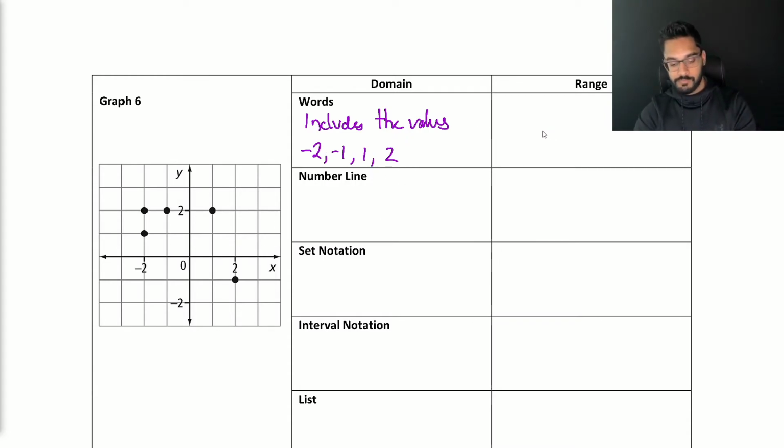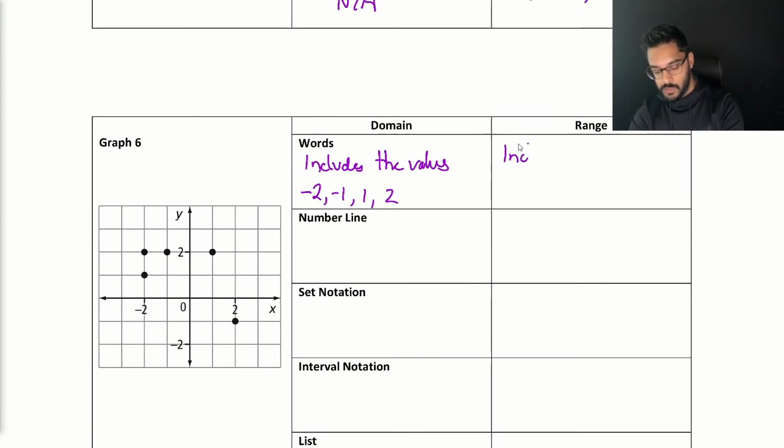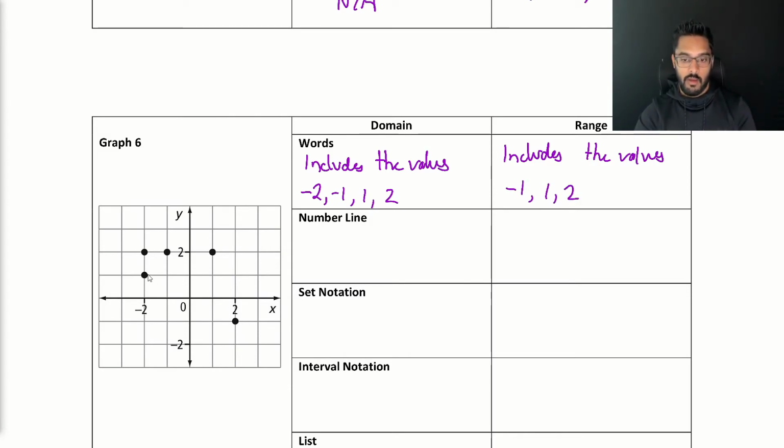For the range, this includes the values of -1, 1, and 2. Even though there's 3 y values of these coordinate pairs that end up being 2s, we only have to include that value once. We really are just talking about the element that's there, not the fact that there are 3 of them. Okay, as a number line, you could do this as well.